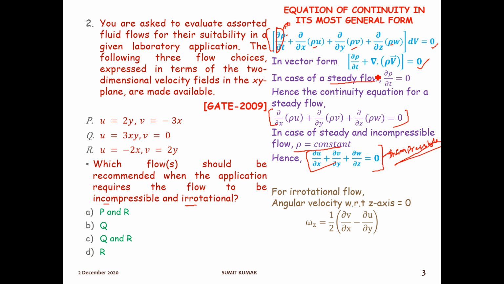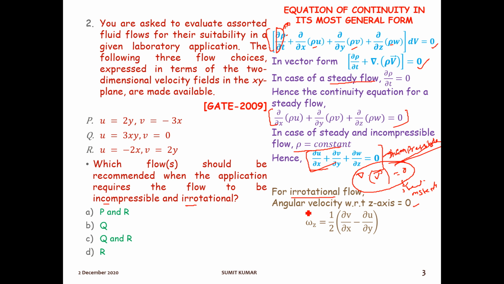If we write this equation in the vector form, we can write it in this form only, equal to 0, and this is for incompressible flow. It may be steady, it may be unsteady. We cannot comment on the steadiness of the flow. Okay. So here, to check the incompressibility, we will use this equation.